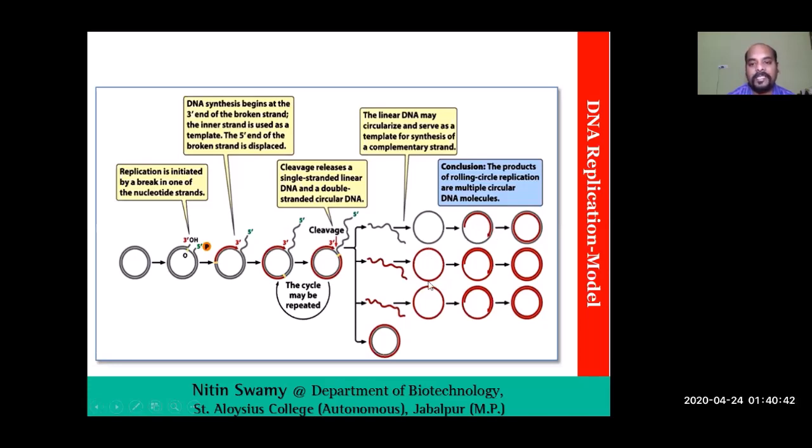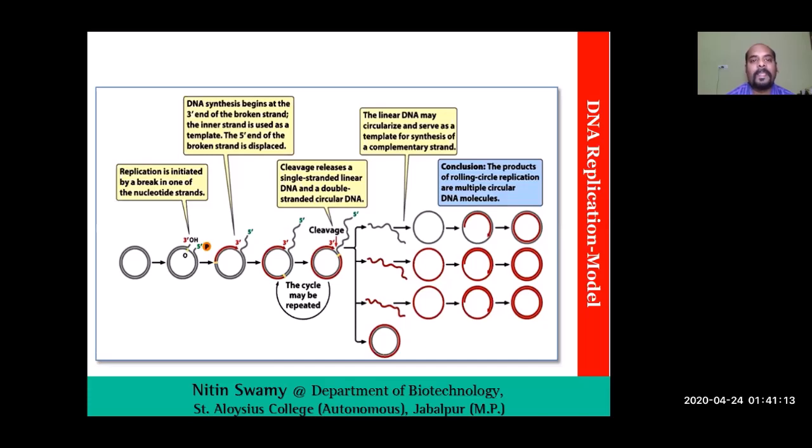This process is very fast, as it does not require RNA primer. It does not require so many enzymes. So this process is very, very fast, which is used by viruses for their multiplication. And these single-stranded DNA are known as concatemers, which later on would make circular DNA. So this is one model of DNA replication, that is the rolling circle model of replication, which is prominently used by viruses.